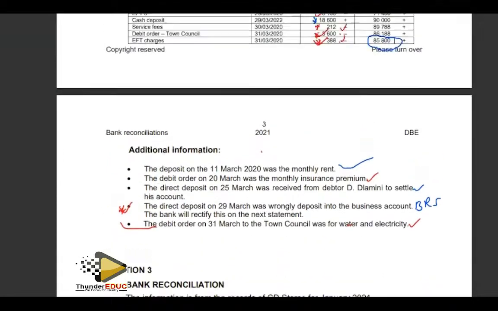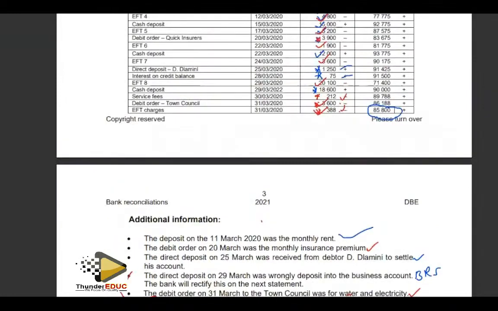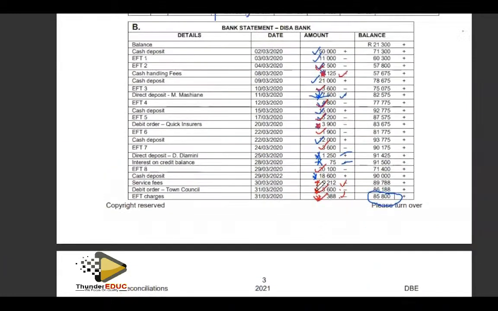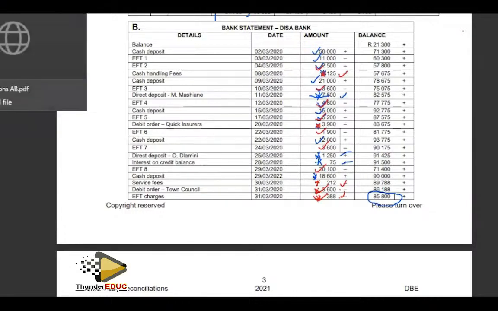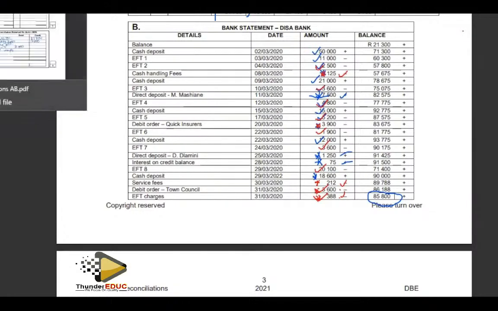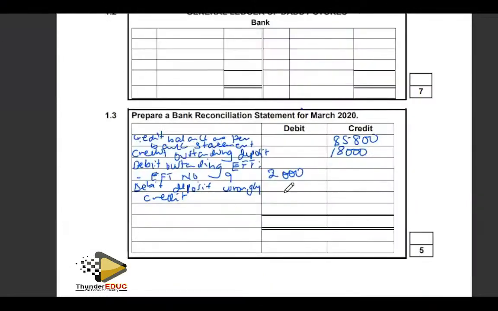And where is that amount? The amount was from the direct deposit, cash deposit on the 29, right? 18,600. So this one is gonna be 18,600. So I'm going to write it here. This is 18,600, okay? So from this step, we have to add the credit side.